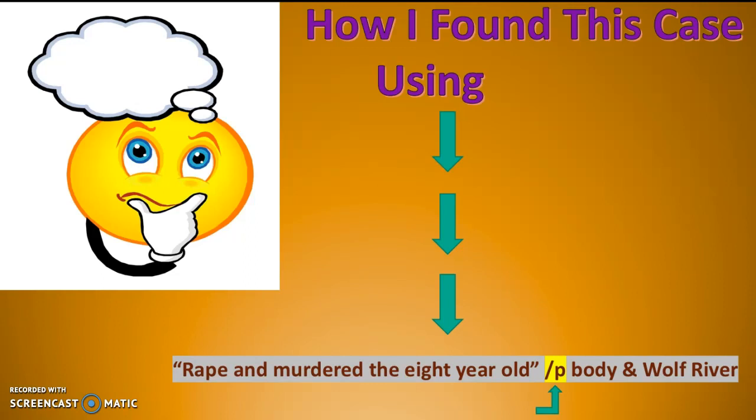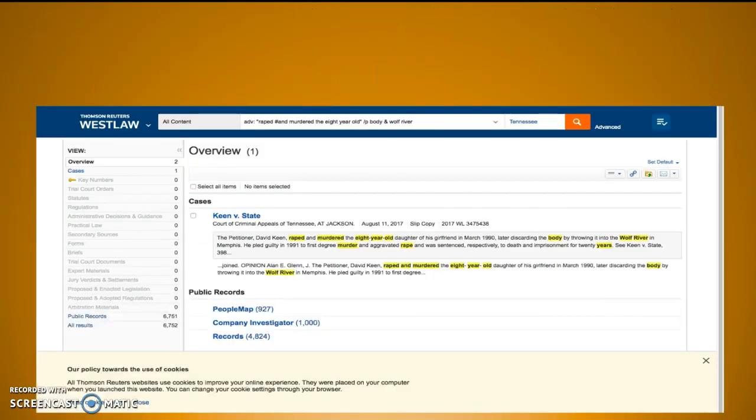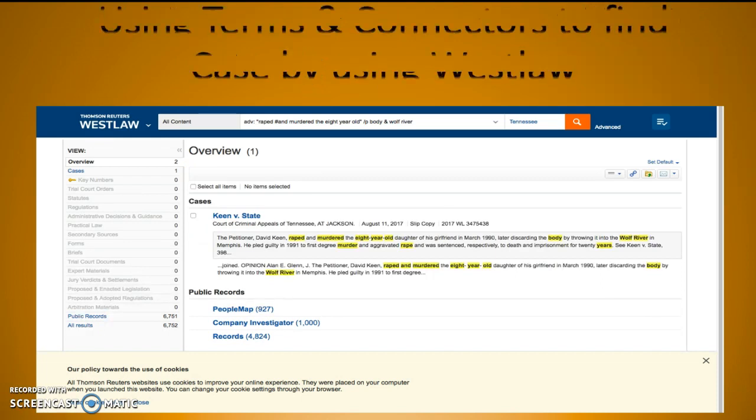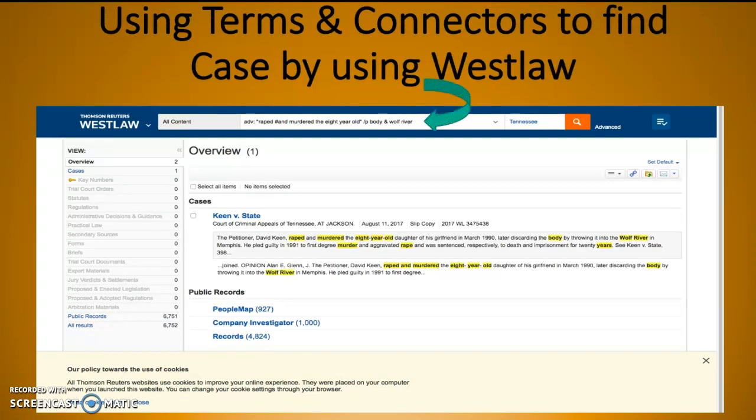All right, those are the only things that really stood out to me when I read about this case: body and Wolf River. When I put all these terms together and typed it in the text box on Westlaw, voila. Right here. You can't see it. If you get closer to your screen, you will see where I typed "raped and murdered the 8-year-old girl" /P, which stands for in the same paragraph, body and Wolf River. And here is the case.